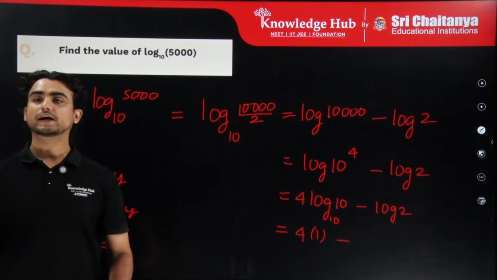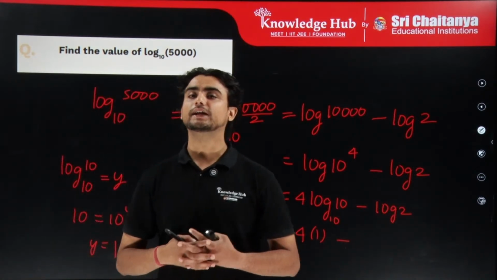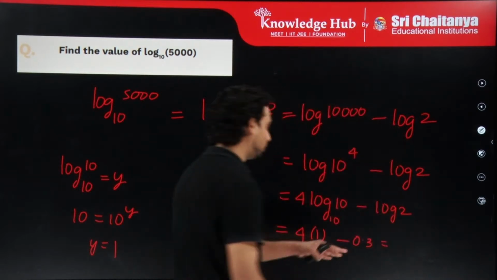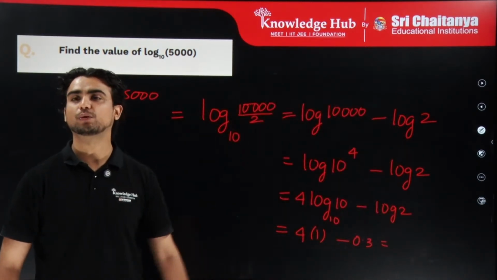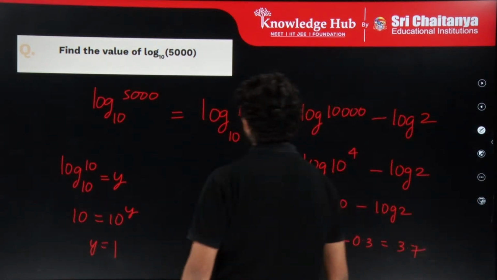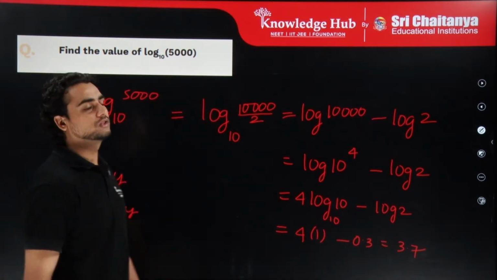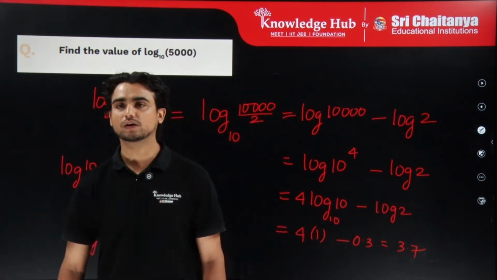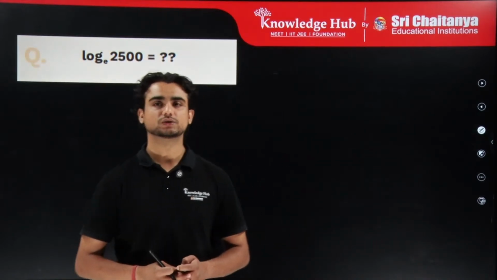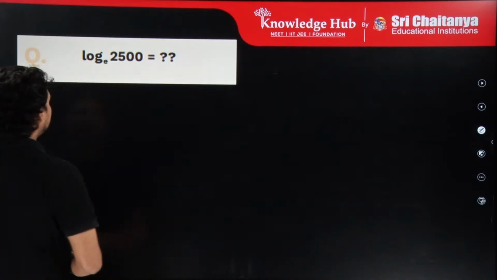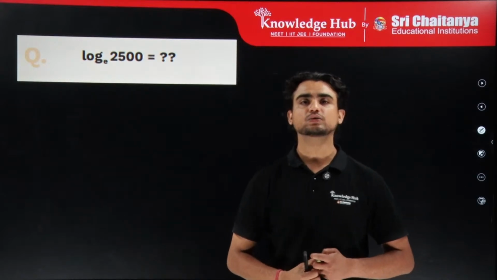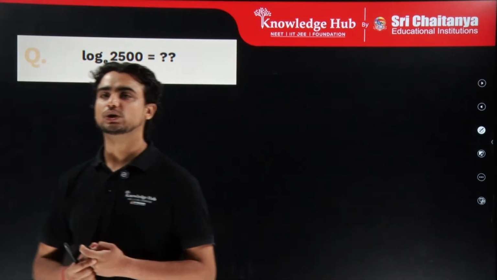So log 2, as I said, you can find using a log table and the value comes out to be 0.3. Okay, it's an approximate value. So what do I get? 4 minus 0.3 will give me 3.7. Okay, so log 2, log 3, log 5, log 7, log 9, these are some values which you have to remember. So now this is a question for you. Just copy this out and try to solve it by yourself. Pause the video and solve this by yourself.